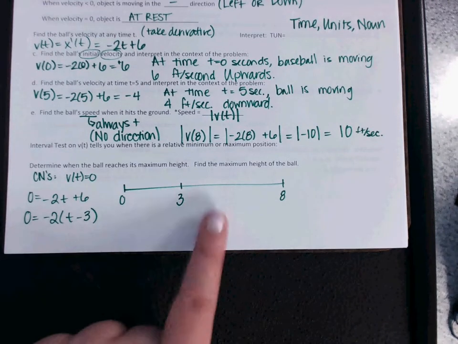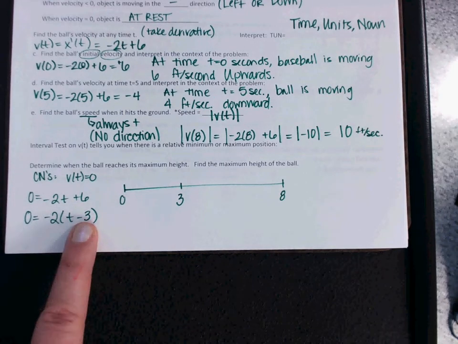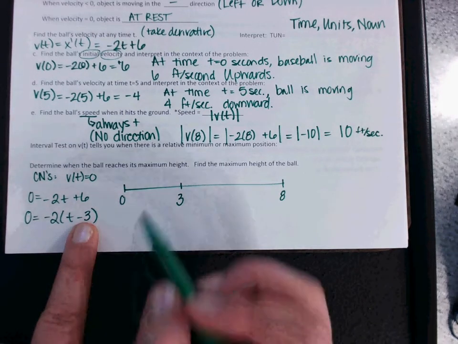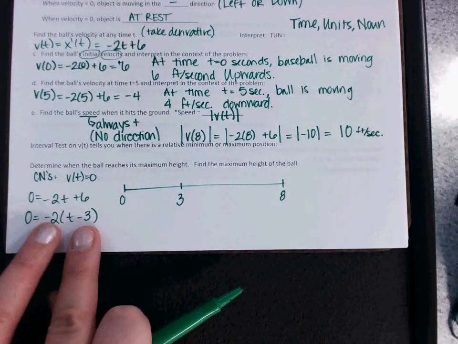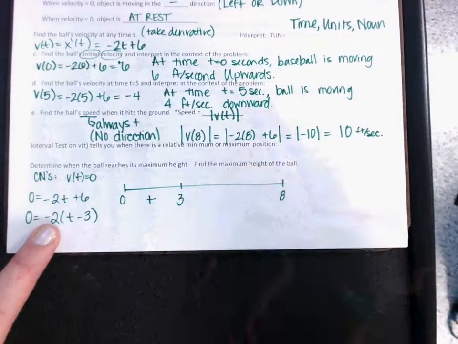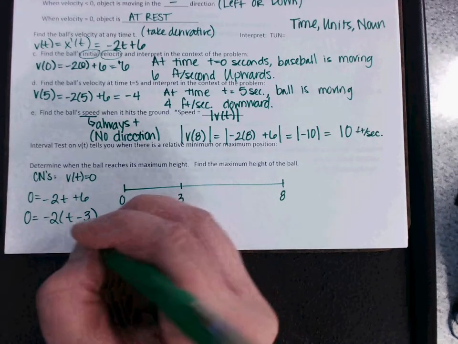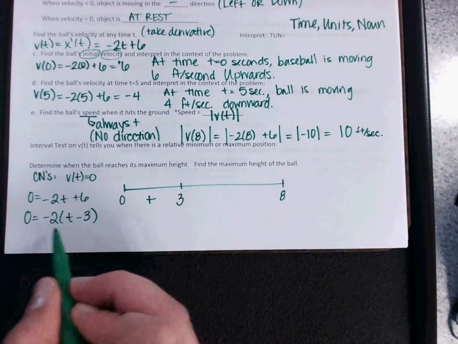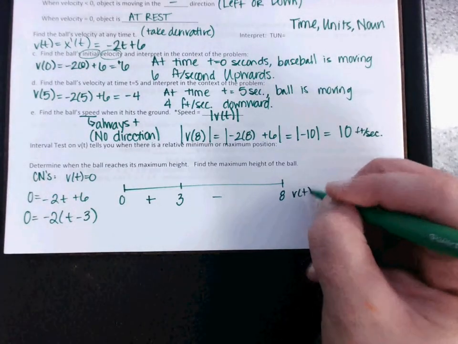Okay, I'm going to plug in 1, because that's smaller than 3. 1 minus 3 is negative. Do I put a negative here? Positive, because why? You have a negative in the front, times another negative gives me a positive. Other side, say we pick 4. 4 minus 3 is positive, but multiplied with the negative in the front makes it negative. Those are the signs of velocity.